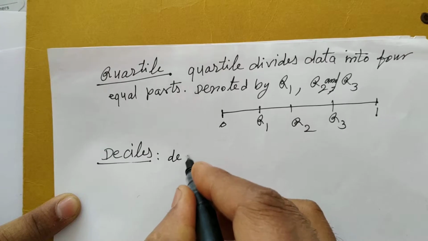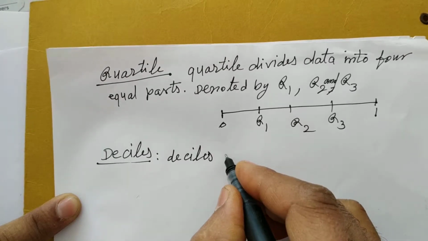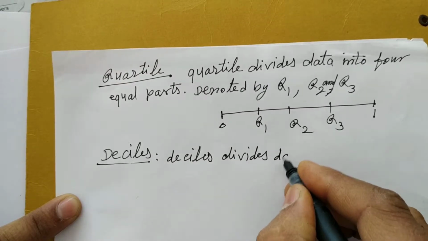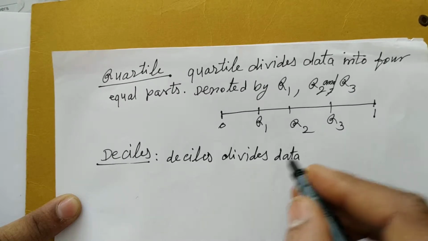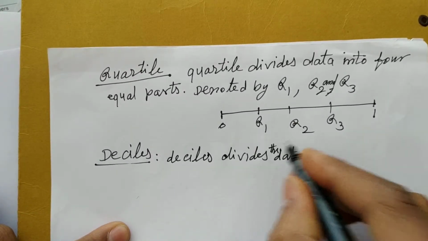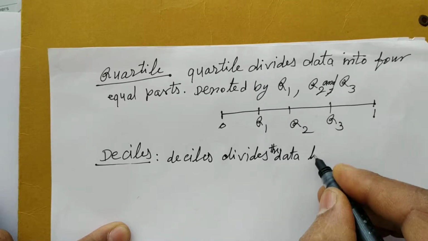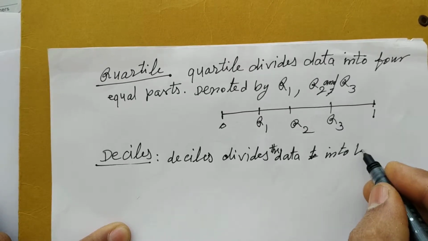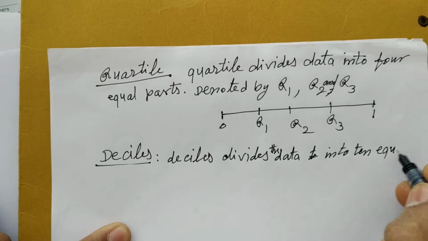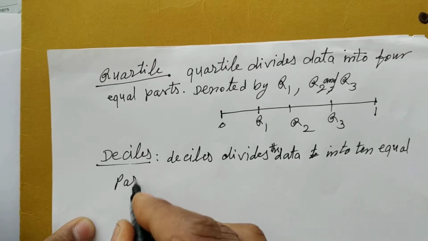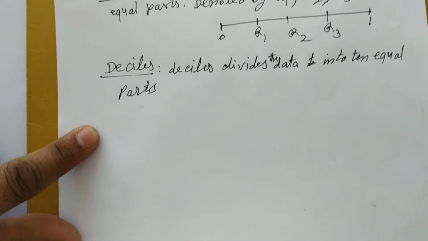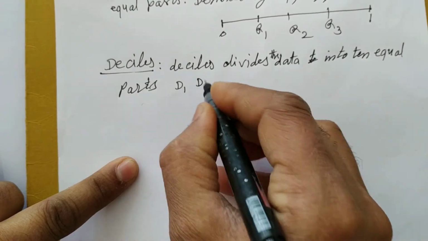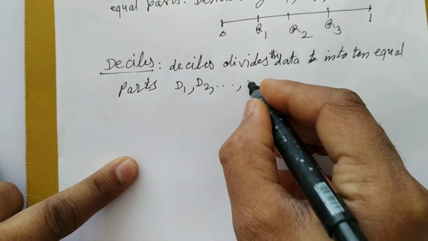Deciles divide data into 10 equal parts, and generally deciles are denoted by D1, D2 up to D9.